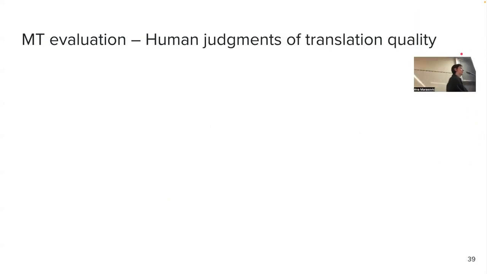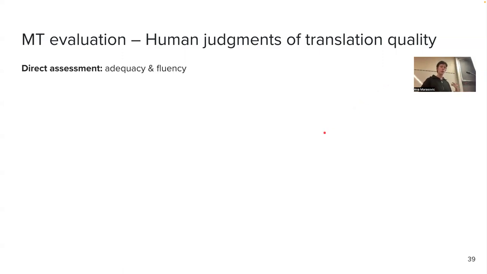Whenever we have automatic metrics for text generation, it's important to compute the correlation with human judgments of the generated text. Meaning, if a human gives a high score for a translation, your automatic metric should give a high score, and the other way around: a low score by a human should be followed by a low score by the automatic metric. So the standard thing when you introduce a new measurement in this field is to say, I believe this is a better measurement, and here is my correlation with human judgments, which is higher than this other measurement.